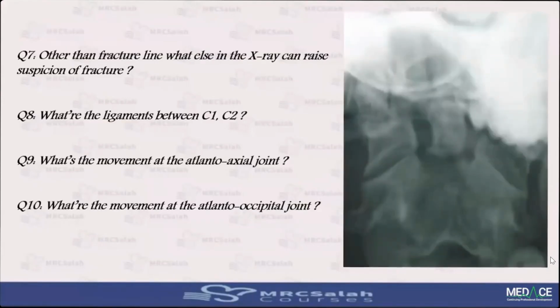The atlanto-axial is the joint between the axis and the atlas. So the movement in it is flexion, extension, and the axial rotation around the odontoid. While the atlanto-occipital is the joint between C1 and the occipital bone. So the movement in it is flexion, extension, and lateral flexion, because whenever you move your neck to the sides.